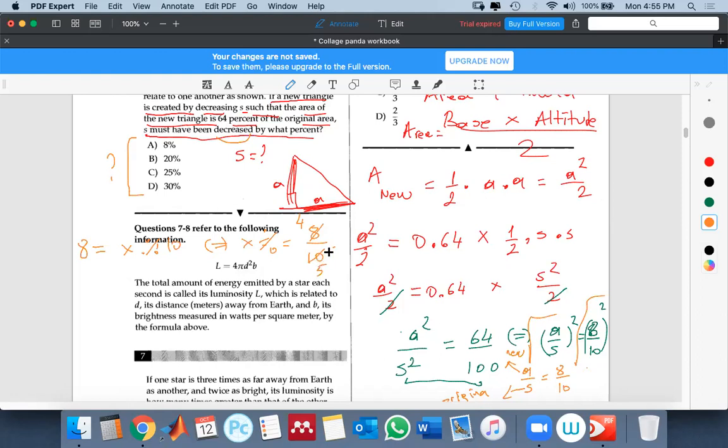Or I want to use a different logic, one minute, maybe better for you. My question is, the original is 10, this is 8. Isn't it clear that it's a 20% decrease? What is 20% of 10? 10 times 20 over 100. This and this simplify, which is 2. So a 2 unit decrease means 20%. So 10 minus 2 is 8. And so the answer is 20%.